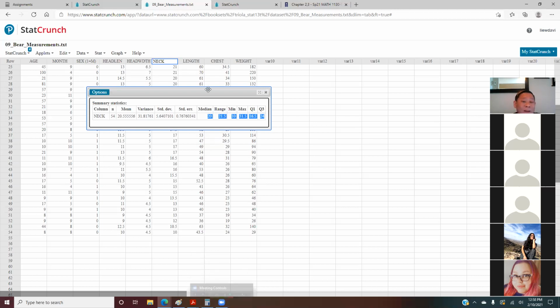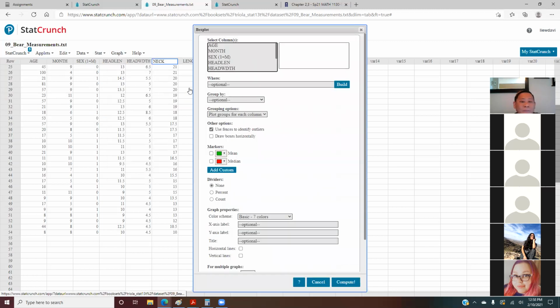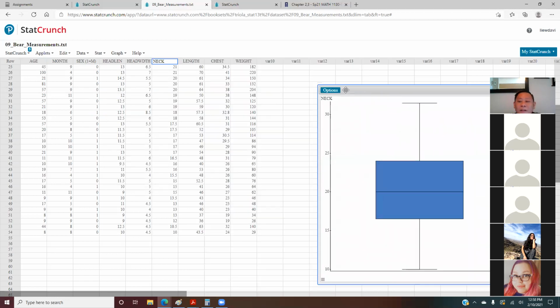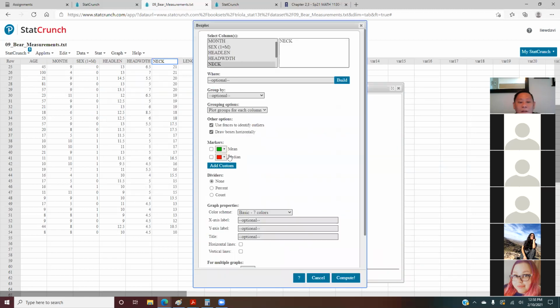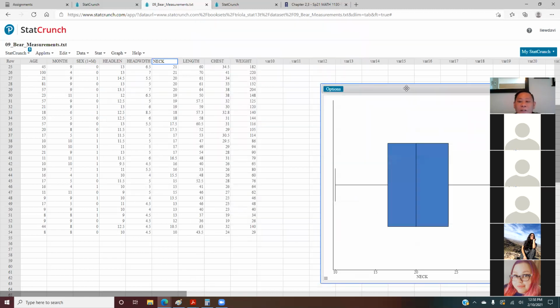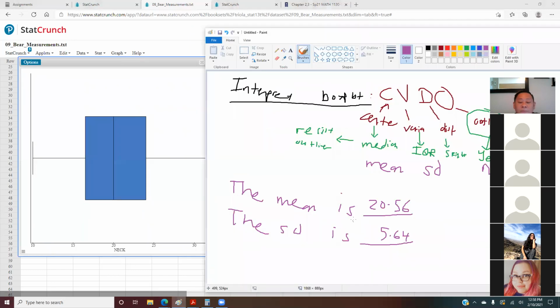So can someone tell me what is the distribution in this? What's the distribution in the neck? Is it skewed right? What distribution is this? Is that skew left, skew right, or symmetric? It's symmetric. Yep, the distribution is symmetric.